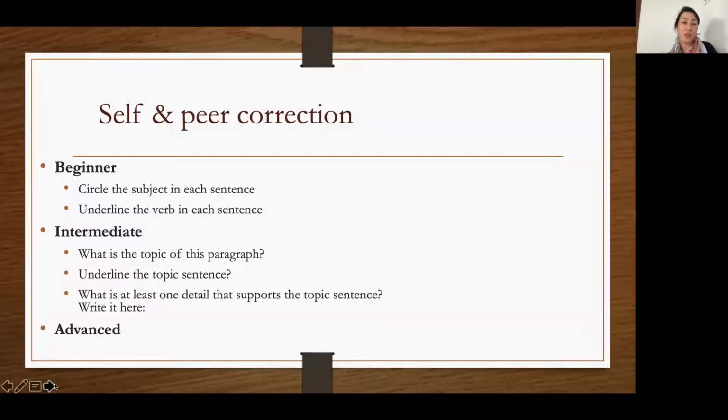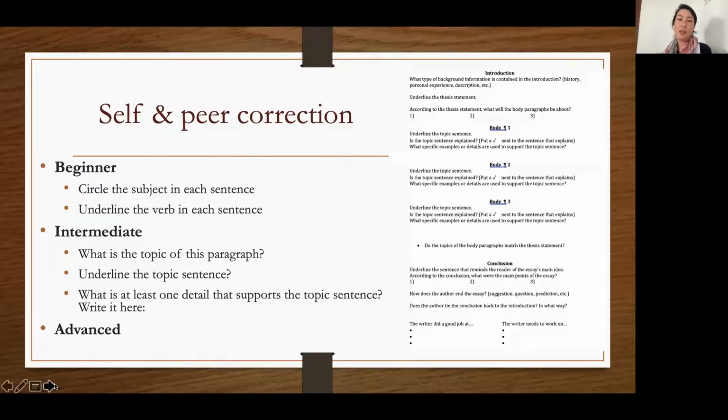For my intermediate students, I tended to do something a little more difficult. So a lot of times with intermediate students, it was making sure that there was one paragraph with one topic. And so either for themselves or with a partner, they had to identify the topic of the paragraph, underline the topic sentence, and make sure that the details supported the topic sentence. So this is just a sampling of some questions they might have.